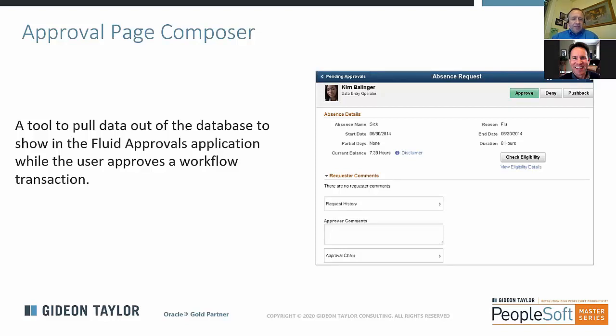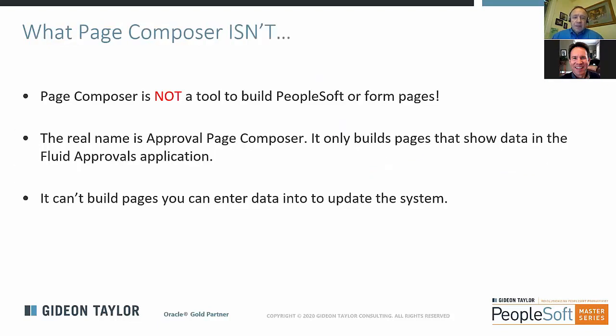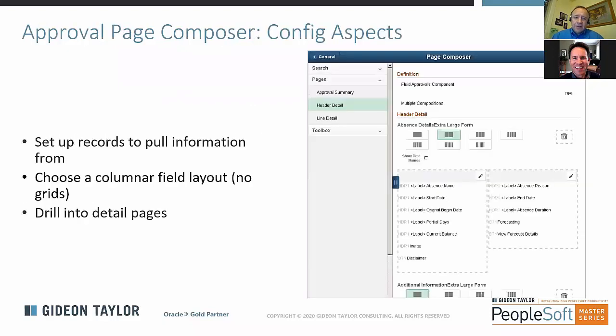It pulls data out of the database and shows that data in the Fluid Approvals application. And you can build fairly robust views with it, including some pop-up buttons here like we're showing on this page. Again, you can't use it to build form pages. It is just Approval Page Composer. You can only build pages that show data in Fluid Approvals app, and you can't enter data into those pages.